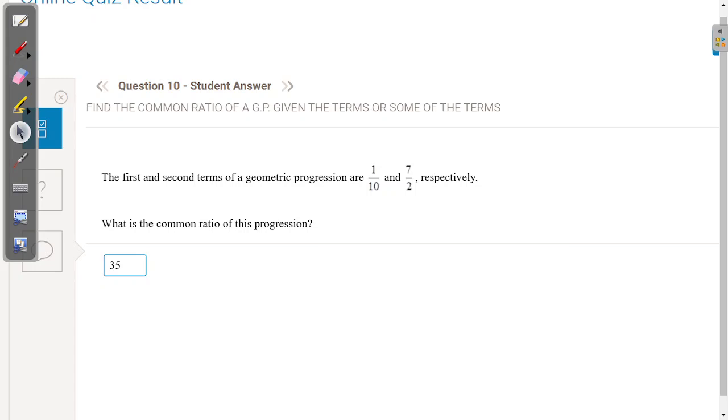The first and second terms of a geometric progression are 1 over 10 and 7 over 10 respectively. What is the common ratio of this progression? So you do the second one divided by the first one to get the ratio. So 7 over 10 divided by 1 over 10 is 70 over 2, which is 35.